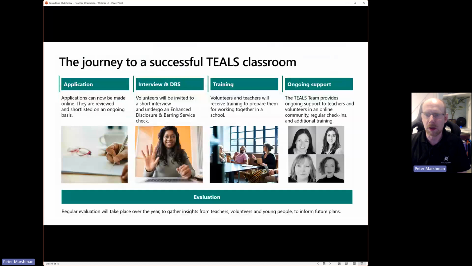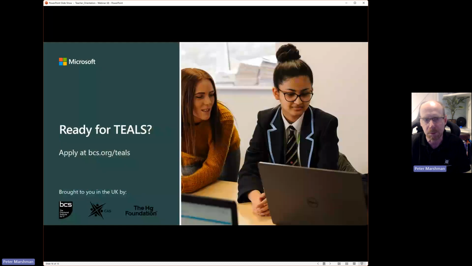And then once all the training has taken place, there is that ongoing support. So you'll be introduced to the wider TEALS team here at BCS, who are here to support you and the volunteers and your vision for computing through TEALS. And then, of course, as we've discussed already, there'll be the evaluation, that continued evaluation. So I hope this slide summarises the process and the importance and the support that you'll have along the way in developing this really effective TEALS team.